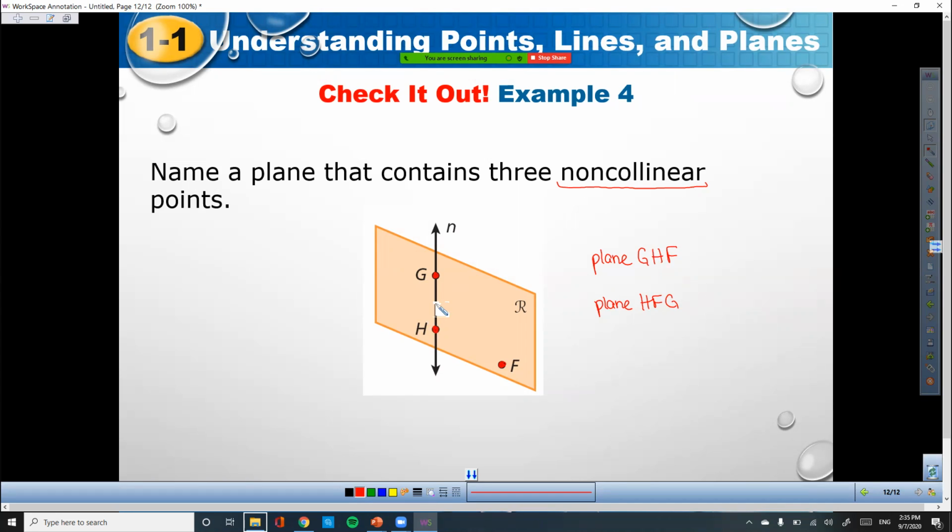So for example, if I were to have here point P, I cannot name my plane GPH. That would be completely wrong. Why? Because these 3 points lie on the same line. Again, in order for us to name a plane, they have to be 3 non-collinear points. So that will be incorrect.